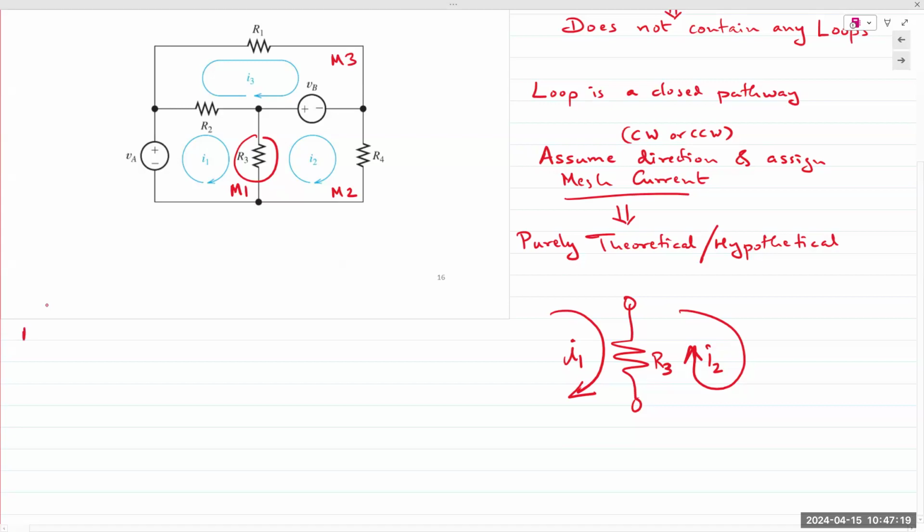So let's take mesh 1. When I sum up and apply KVL, again, if you are used to applying KVL in a certain way, you stick with what you know. Do not feel compelled to use what I do.